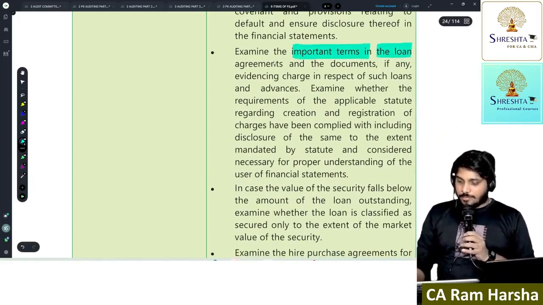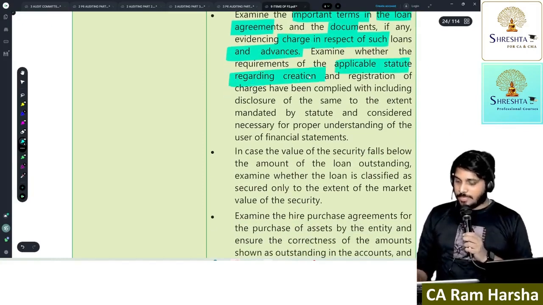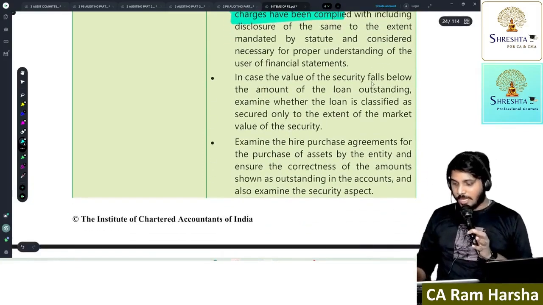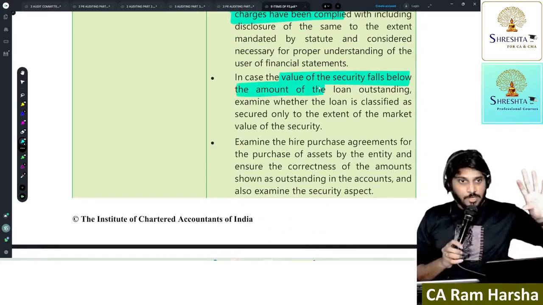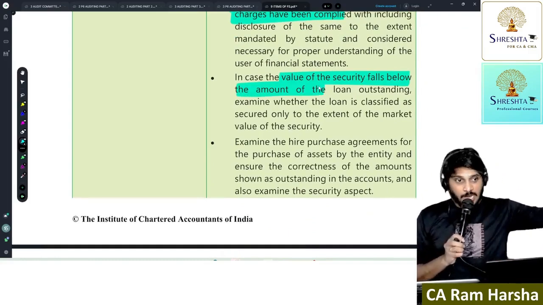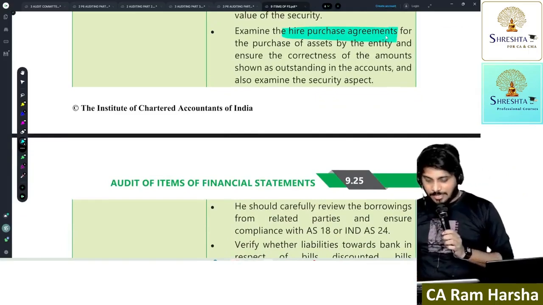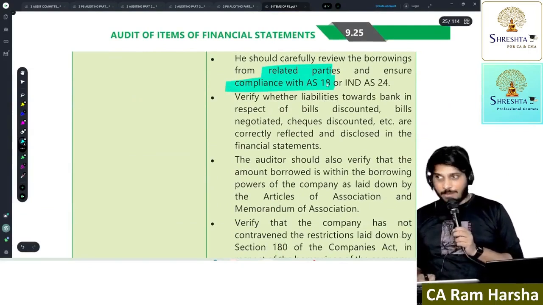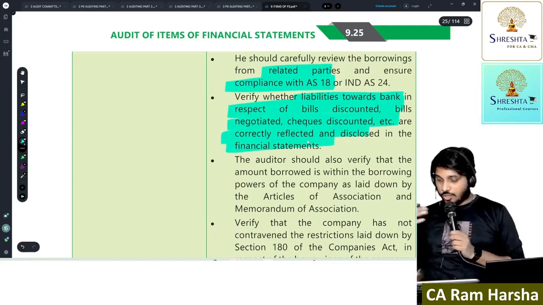Look at the important terms in the loan agreement and documents and see whether a charge has been created or not. Check whether the requirements of the applicable statute regarding charges, the company law provisions for charges, have been satisfied. If the value of security falls below the amount of loan outstanding, the balance amount of loan where there is no security should be shown as unsecured loan. In case of hire purchase, look at the hire purchase agreement. If the loan is borrowed from related parties, see AS 18 compliances. Verify that liability towards banks and bills discounted are disclosed correctly in the financials.